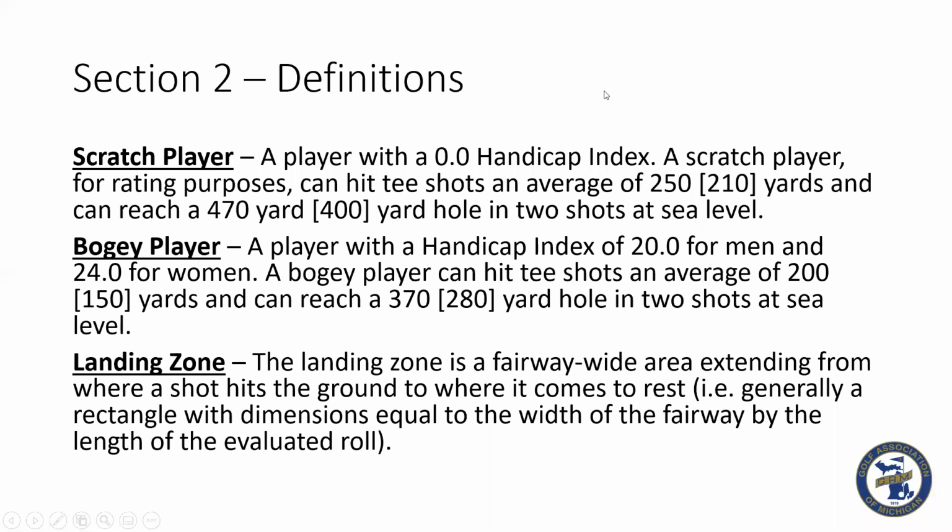Okay. All right. And then for the landing zone here, our landing zone is the fairway-wide area extending from where a shot hits the ground. So we'll talk about this more when we get to roll, but we are assuming anywhere from 15 to 25 yards of roll, or an average of 20 yards of roll. And that's from the point where it comes to rest.